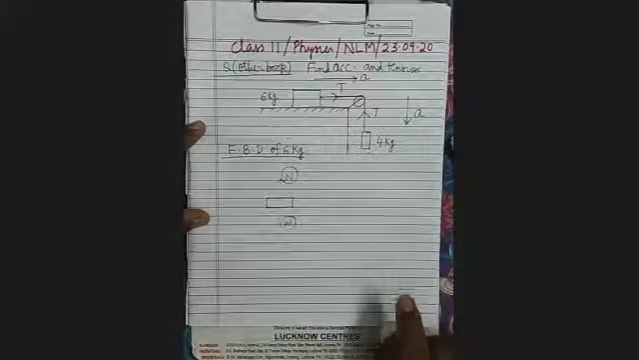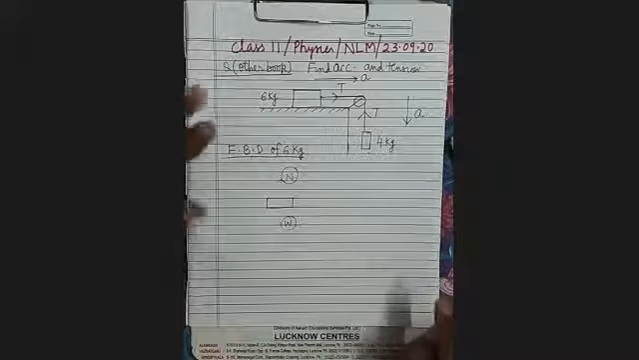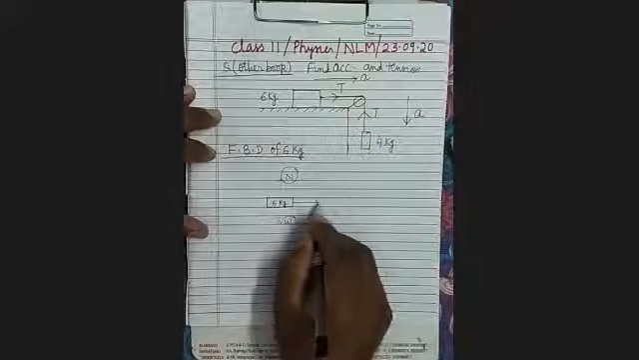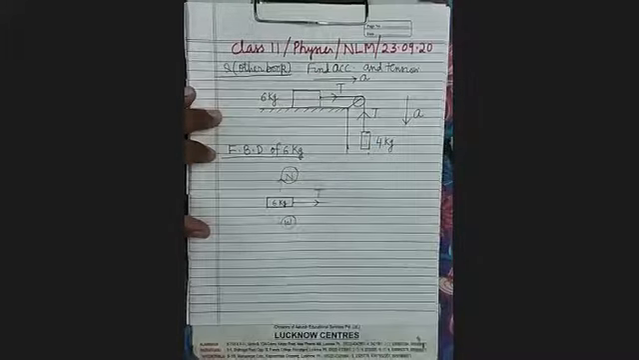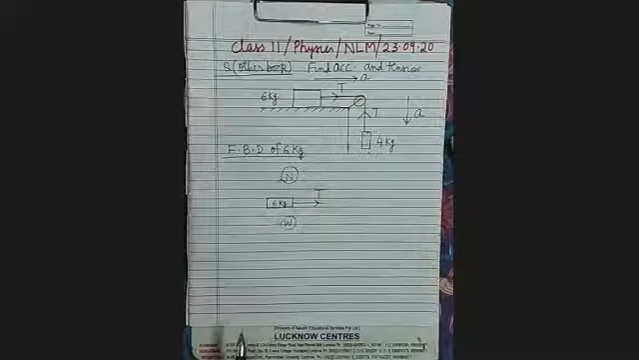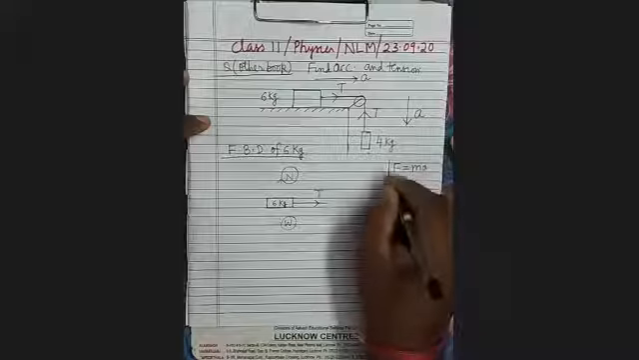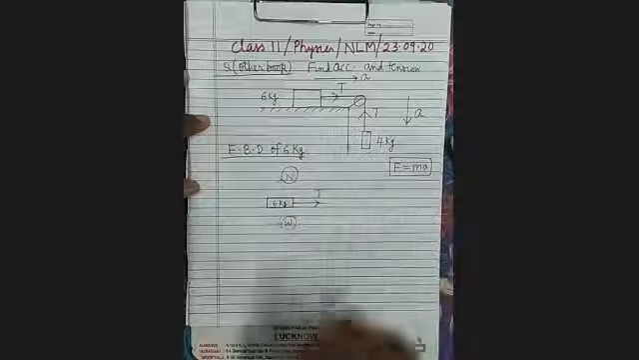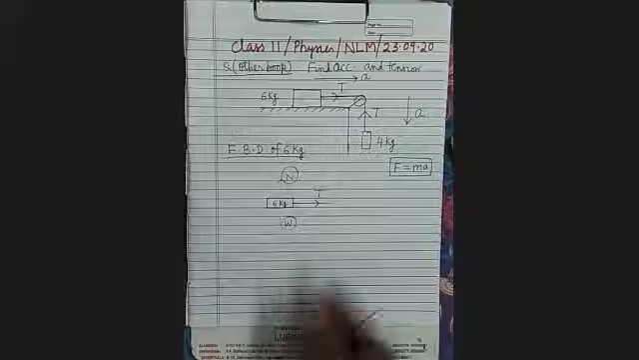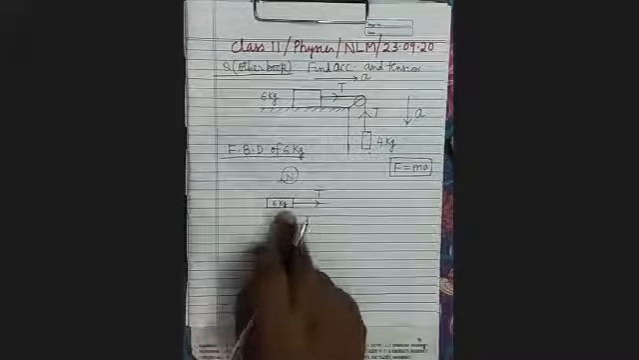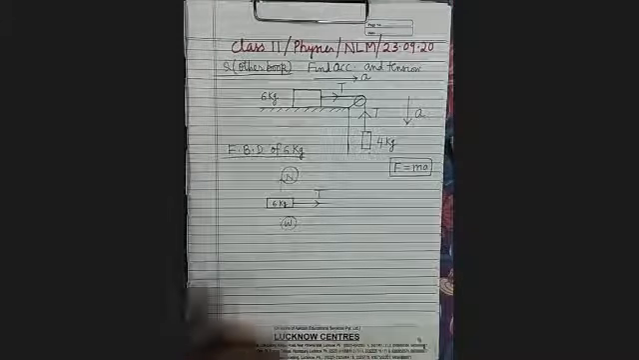It is clear. So now you can see here how many forces are acting on this 6 kg body. Only one force is acting, that is the tension. It's clear. Now by using the relation F equals m into a, which is the mathematical form of Newton's second law of motion, we will write its equation of motion.